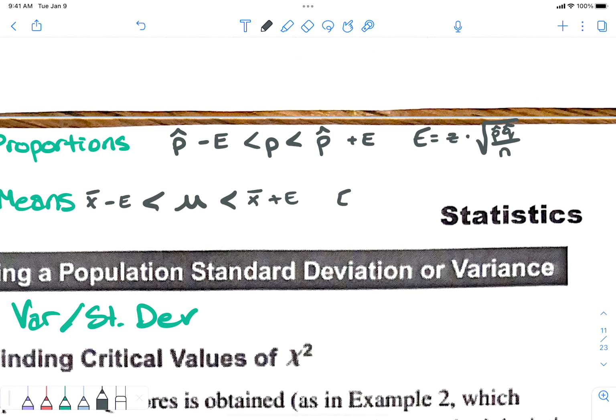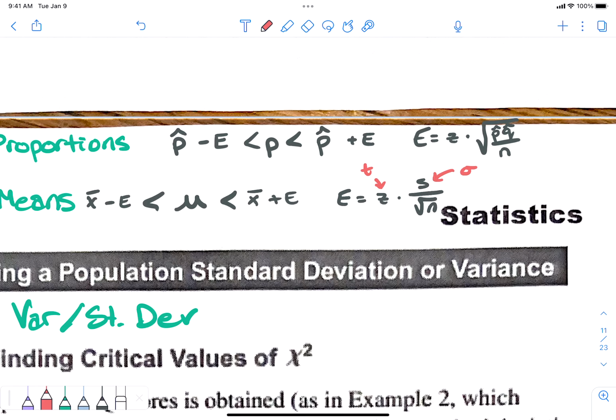To find the error, we do Z times S over the square root of N. And I'm also going to put in here that sometimes you will use T instead of Z. And sometimes you will use sigma instead of S, right? It just depends on what you're given in the circumstances. But it's your same formula, just using which standard deviation they give you, the population or the sample, right? Most of the time it's going to be the sample, but that's how that works, okay? So that's the formula that we use for mean, right?